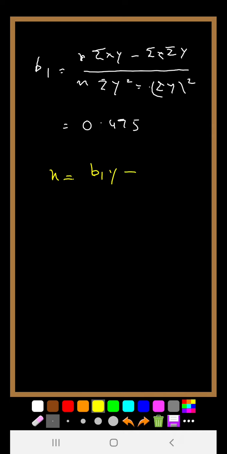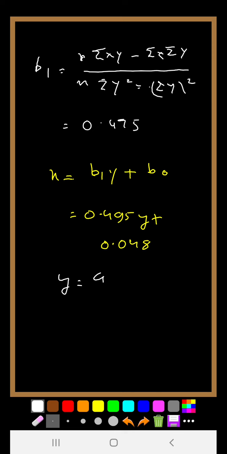So correspondingly we write x is equal to b1y plus b0, that is 0.495y plus 0.048. This is the equation, and we know that y is equal to a1x plus a0, and using the values of a1 and a0, it is 1.98x plus 0.096.